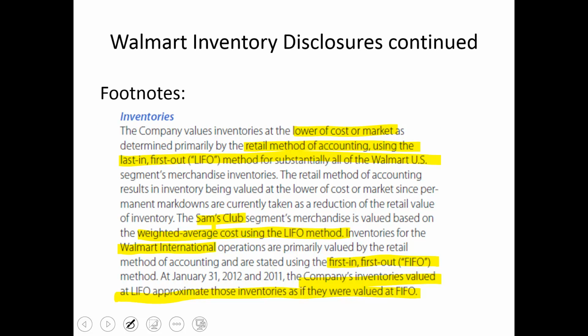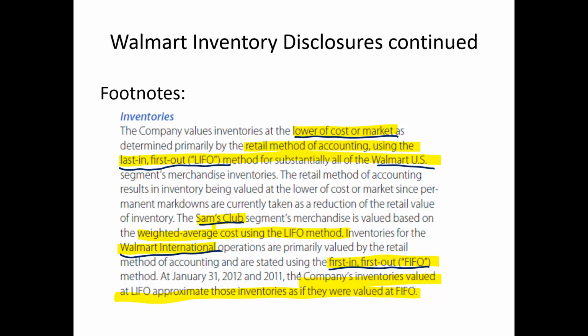In Walmart's footnotes, again, lower of cost or market, and notice that Walmart uses LIFO for Walmart USA and for Sam's Club for the most part, but abroad, they use FIFO. And if you use LIFO, you have to disclose also what we call the LIFO reserve, or the difference between if I use LIFO to value ending inventory versus FIFO to value ending inventory. And notice that Walmart says that LIFO approximates FIFO. And the reason is Walmart is a big believer in just-in-time inventory and supply chain management. So it turns its inventory very, very quickly.